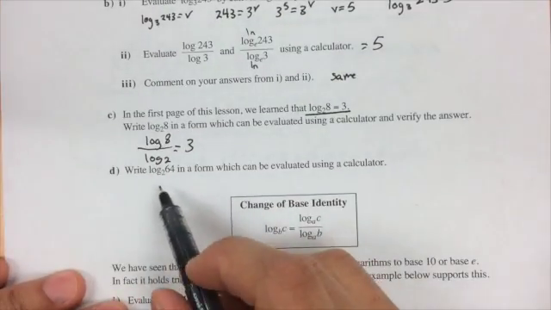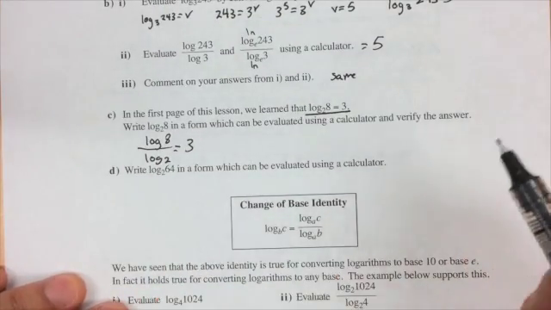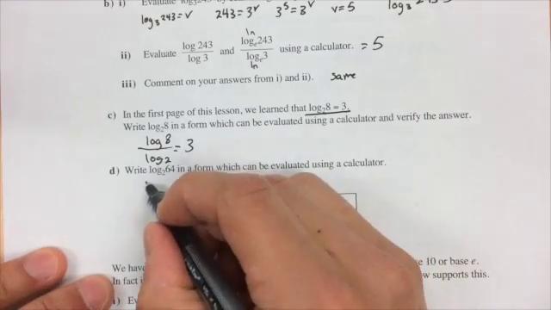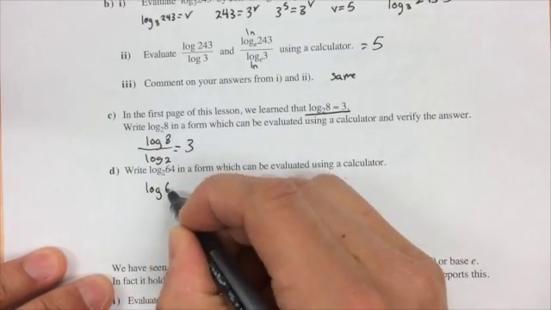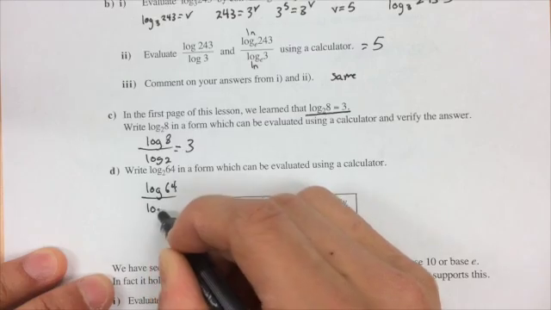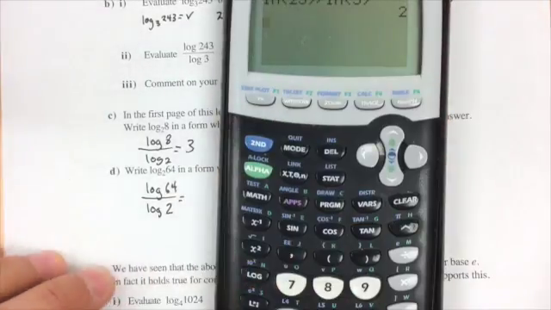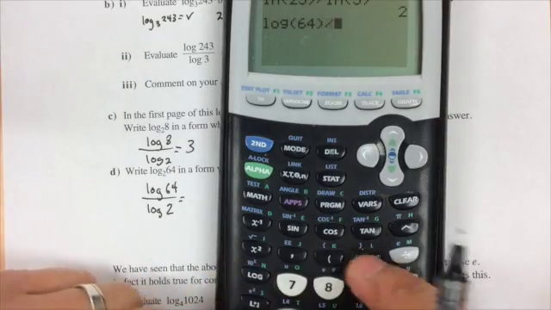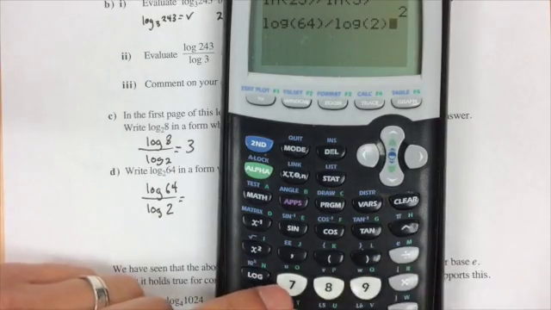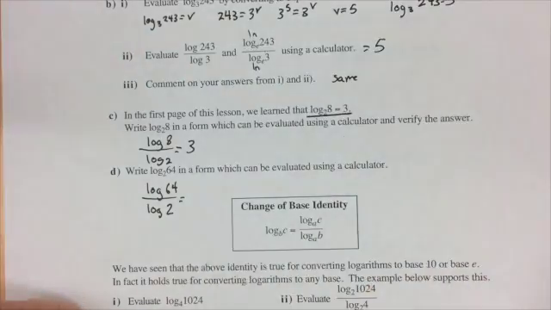Write log base 2 of 64 in a form which can be evaluated using a calculator. Exact same way, log 64 divided by log 2, and if we were to put log 64 divided by log 2 in our calculator, we're going to get an answer of 6.